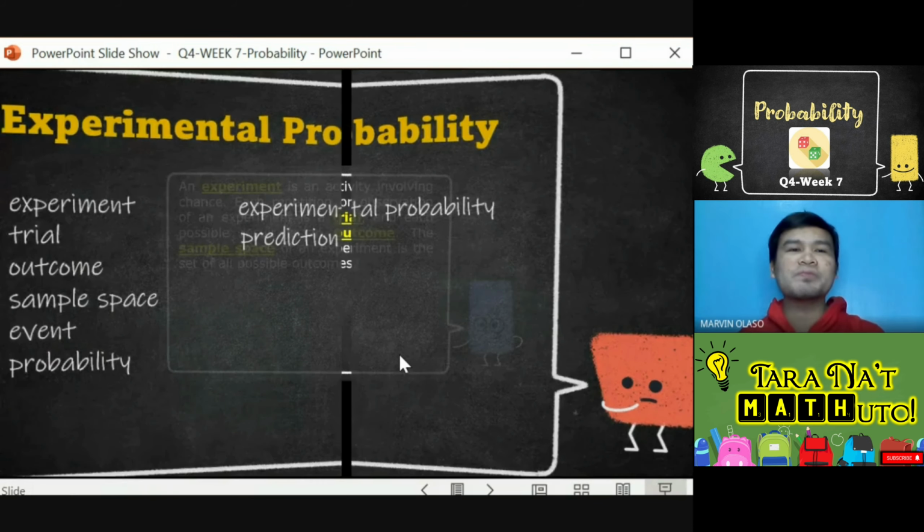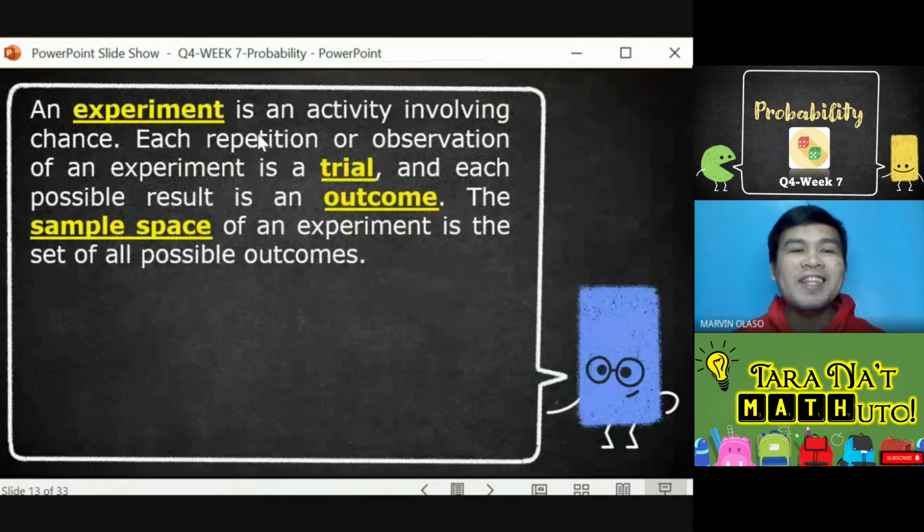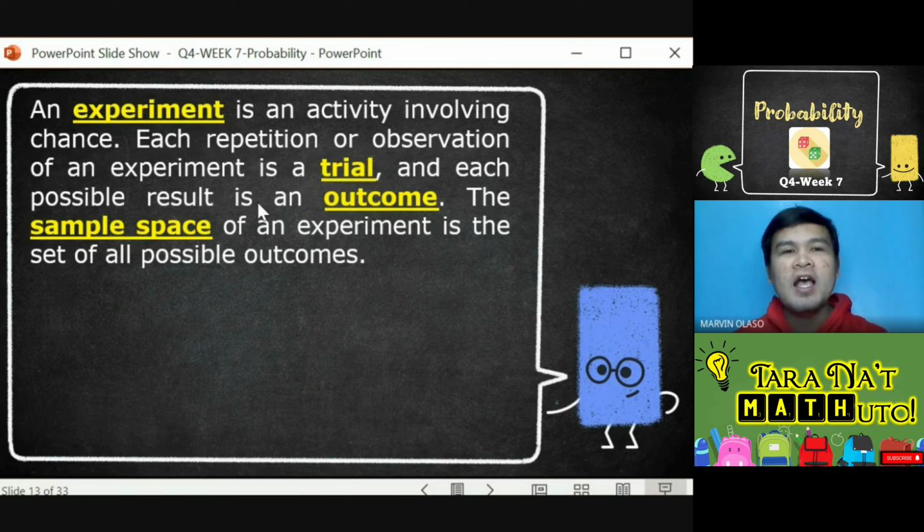Okay, now, when we say experiment, it is an activity involving chance. So, yung ginagawa mo, yung activity na ginagawa mo, ang tawag natin doon ay experiment. Parang kung sakaling gusto mong malaman kung anong magiging result, gagawa ka ng experiment or activity, and we call that experiment. Each repetition or observation of an experiment is a trial. Ibig sabihin, for example, ginagawa mo ng paulit-ulit, we call the trial. And each possible result, kung ano yung lumalabas doon sa every try mo, we call that outcome.